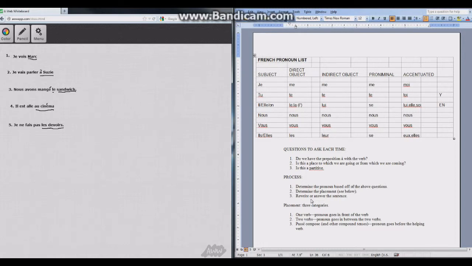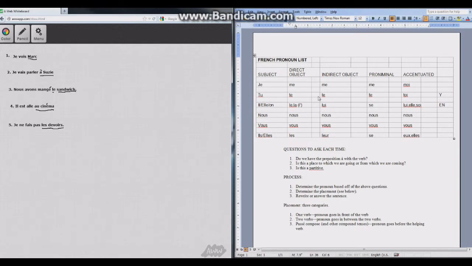If you have one verb, a simple tense, the pronoun goes in front of the verb. If you have two verbs, like the futur proche, or even certain verbs that take infinitives, like il faut, or je dois parler, etc., the pronoun goes between the two verbs. And if you have the passé composé, again, I should have an accent there, but that's okay, and other compound tenses, most notably le plus-que-parfait, in which you have a helping verb and a past participle, the pronoun goes before the helping verb.